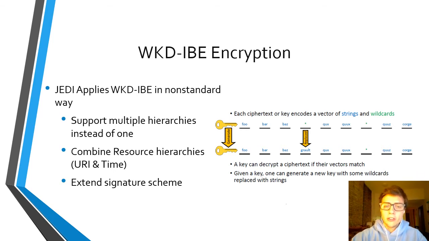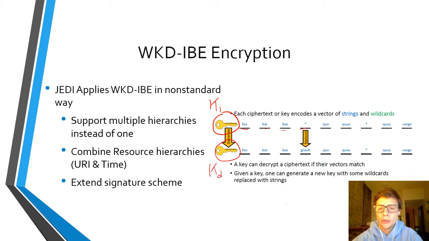If we take a look at the diagram on the right, we have this key called K1, and it has this URI pattern, foo, bar, bos, and then a wildcard. It can fill in that wildcard and delegate that to key K2. That means that anything encrypted with K2 can be decrypted by K1. This combines a couple of different resource hierarchies, so it can use the URI and the time. It also provides an extended signature scheme.